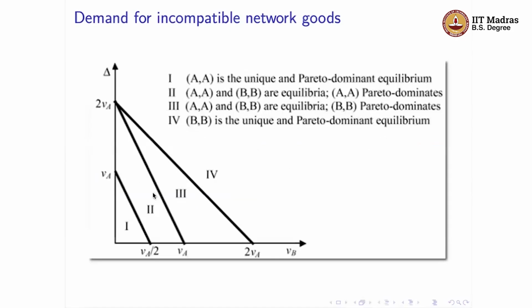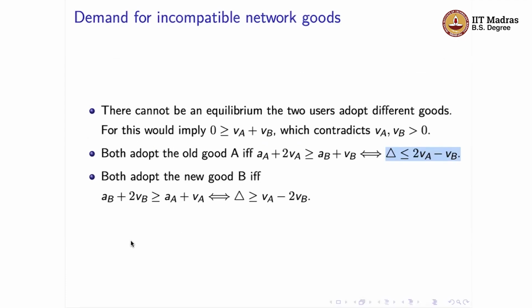And so therefore, what you get from there is that if you are below this line, this extreme line that you are seeing, then in these three regions, 1, 2, and 3, in all these cases, AA can be an equilibrium, right? So that is one equilibrium.